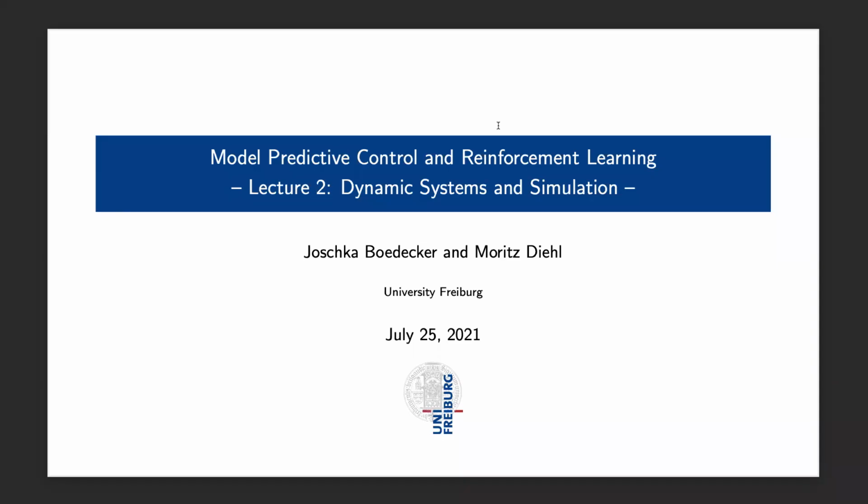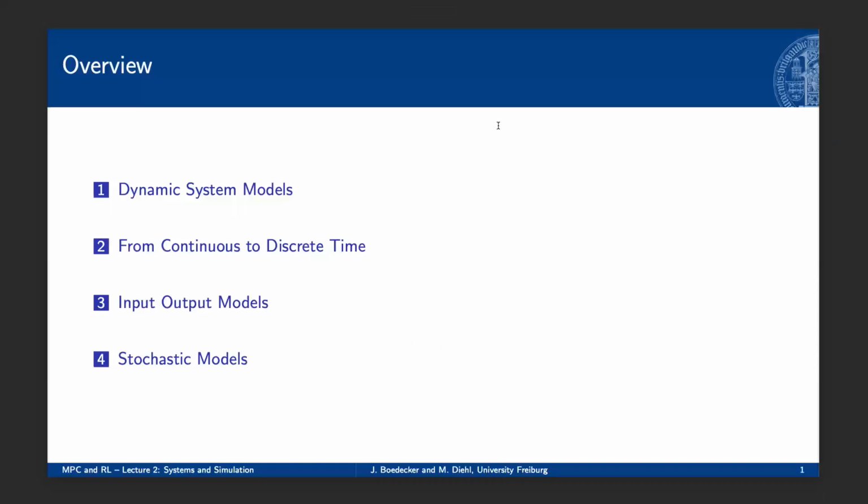Yeah. So in this second lecture, I want to introduce dynamic system models and how to simulate them. So before we optimize, we want to know how to simulate. And the lecture is first giving a little bit of an overview. And then we go from continuous to discrete time, a very important transition. I want to make some important remarks here, which might be less known in the computer science community.